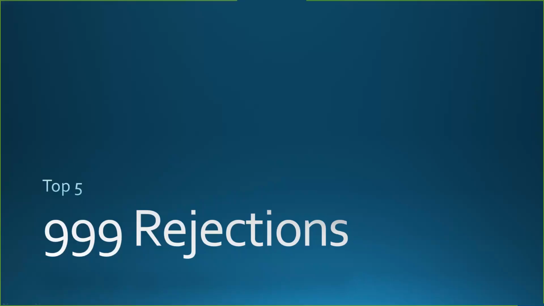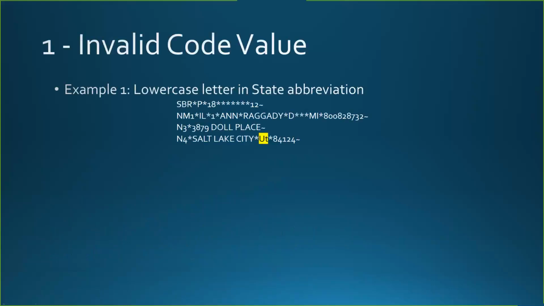All right, so let's start with our 999 rejections. We're going to just dive right in here, and these were provided by UHIN. So the first one is an invalid code value. So once again, we can see that that is not very descriptive. It may not be helpful to you to identify what the problem is. So I'm going to provide some common examples of what would hit that edit. So the first one is a lowercase letter in the state or some other field that requires it to be in uppercase. So here we see Utah, which is a valid abbreviation, but it's in lowercase.